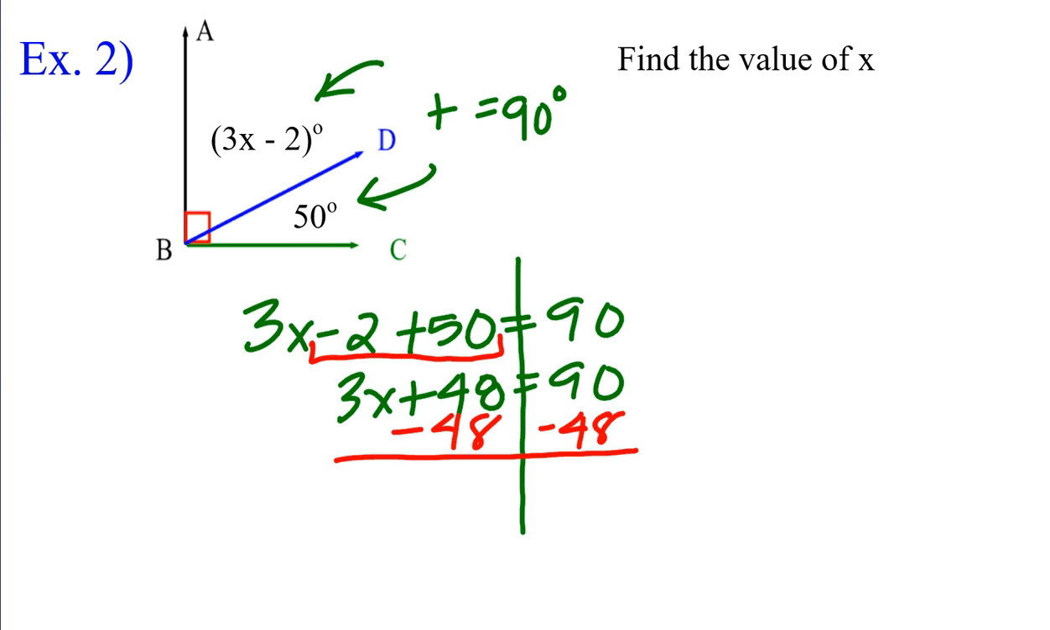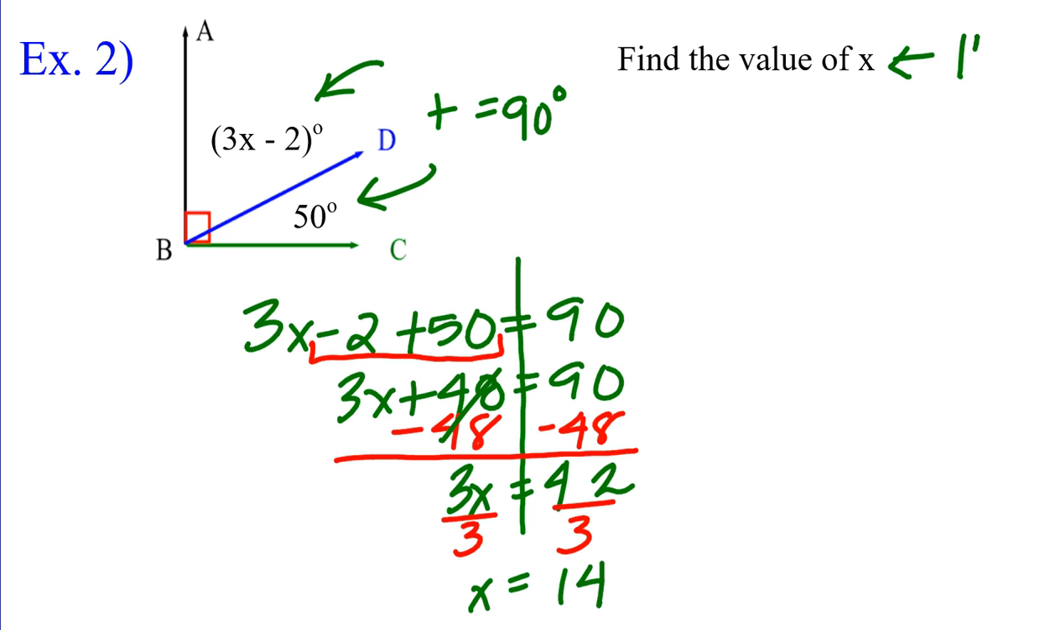Once I do that, that's going to go away, and I'll be left with 3x. And here I'm going to do some subtraction, and I get 42. My last step to isolate the variable is to divide by 3. Once I do that, I find out that x will be equal to 14. So now I found the value of x, which is 14, and I need to know how many degrees this is.